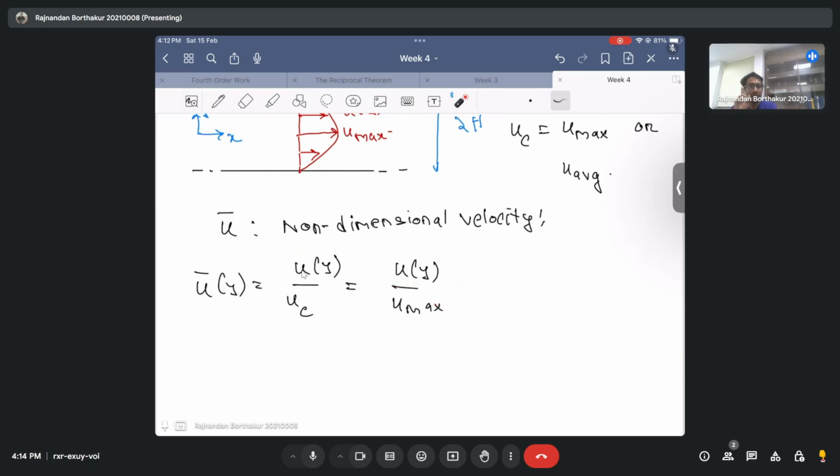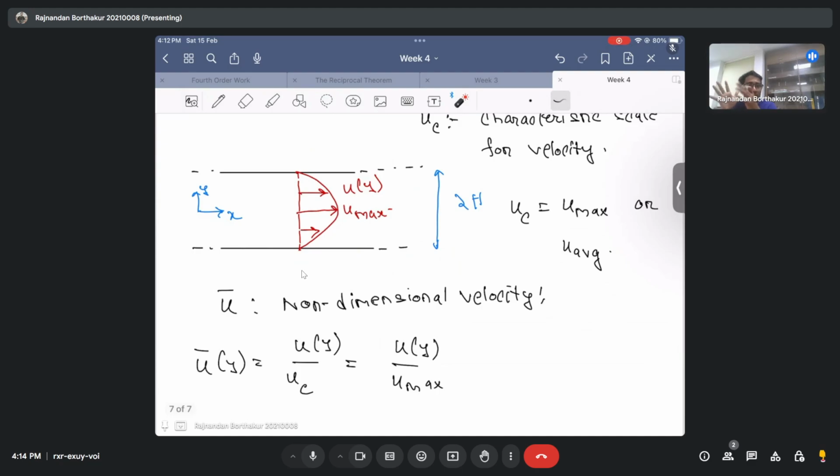Now note that characteristic velocities are not functions of space or time. These are just a ballpark figure. It's just an estimated quantity of the actual varying quantity that we are considering. So remember, u max is not a function of time. That is not what we are saying. U max is the maximum velocity of this essentially varying velocity, or you can also choose it as u average. That is up to you.